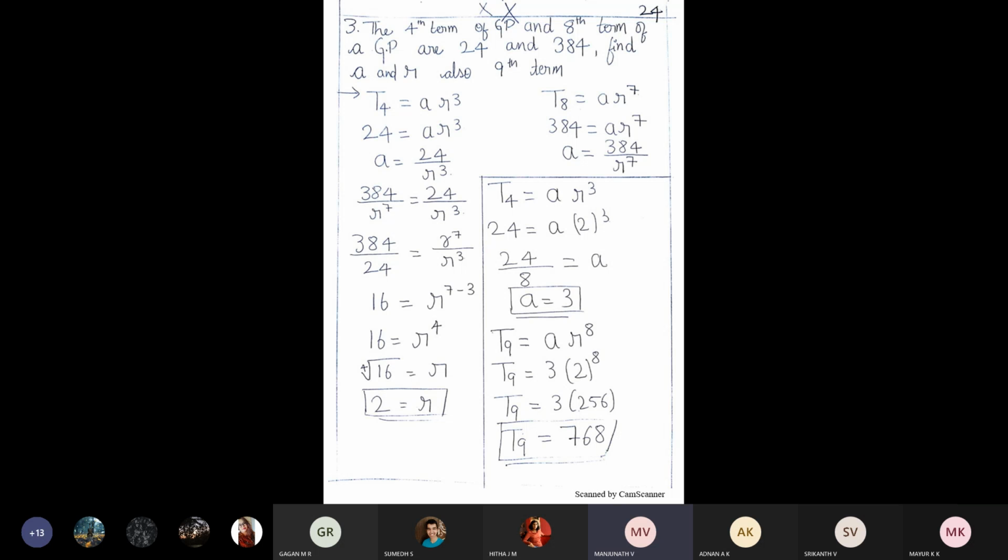Send 24 from the denominator to the left side and R to the power of 7 to the right side numerator, just interchange these cross values and you will get this equation: R to the power of 7 divided by R to the power of 3 is equal to 384 divided by 24. Understood? Once you get R, you can go for finding A.